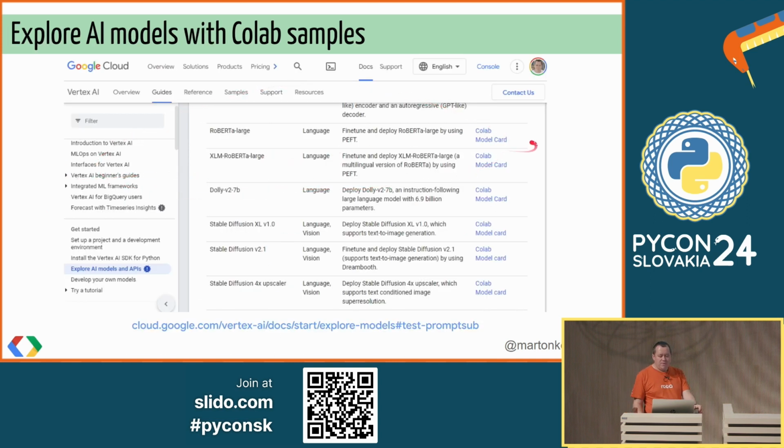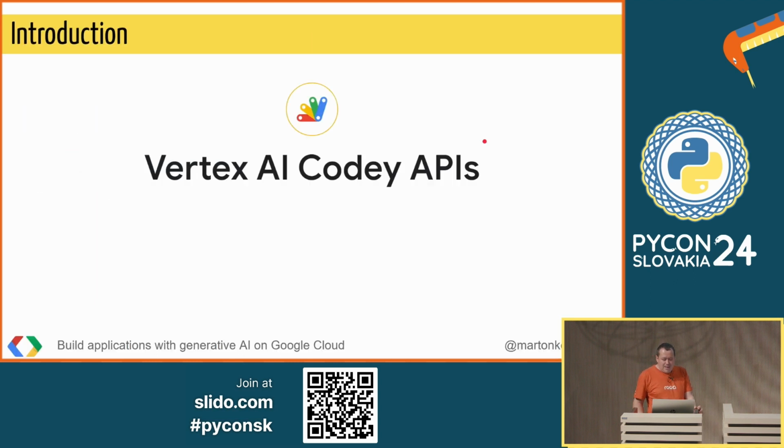For all the models, you will find a model card and a Colab if you search for it. So all the Hello World examples are prepared for you, and you don't need to invent how to create input or output for the model itself.